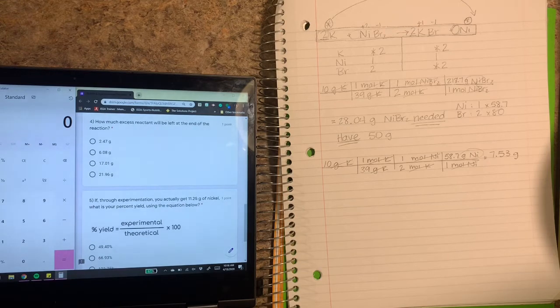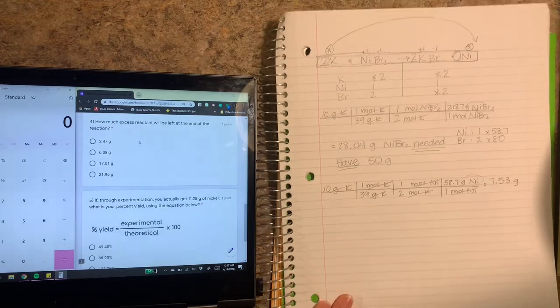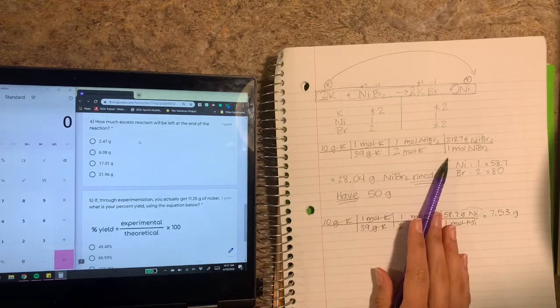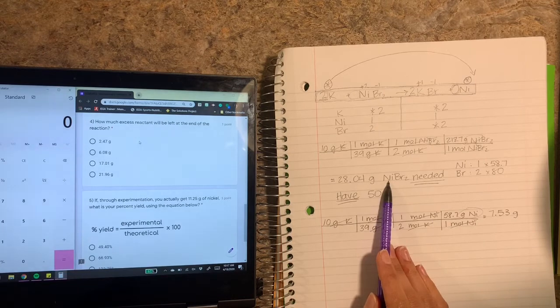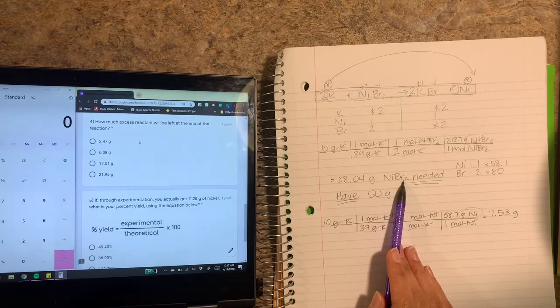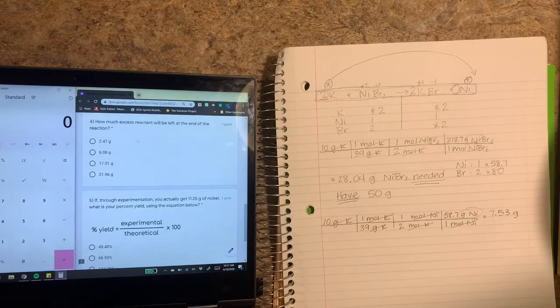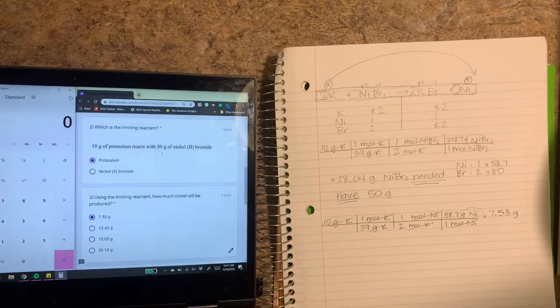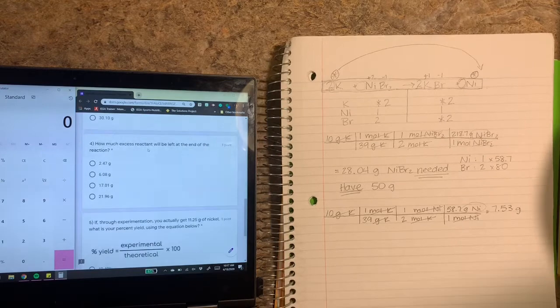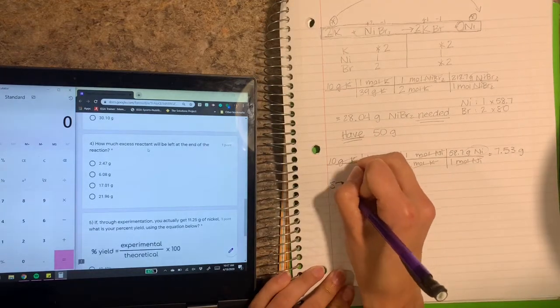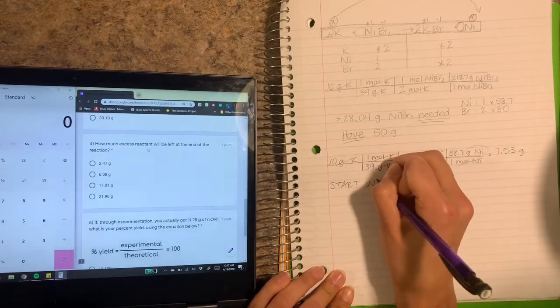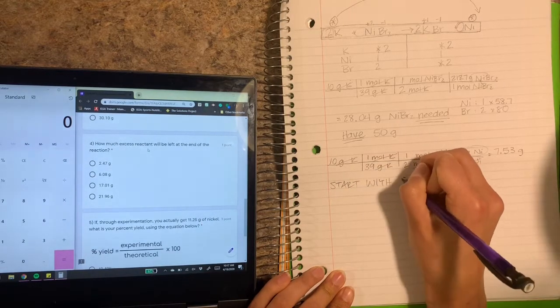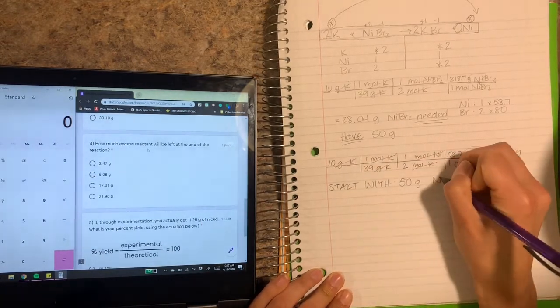Number 4 is asking us how much excess reactant will be left at the end of the reaction. Now, in order to find how much will be left, we need to remember how much we started with. So let's look back up here where we did our limiting reactant work. We found that nickel bromide was our excess reactant. And in the problem, if you remember, we were told that we were starting with 50 grams of that. Okay, so we are going to start. Whoops, that's a T. So we started with 50 grams of nickel bromide.